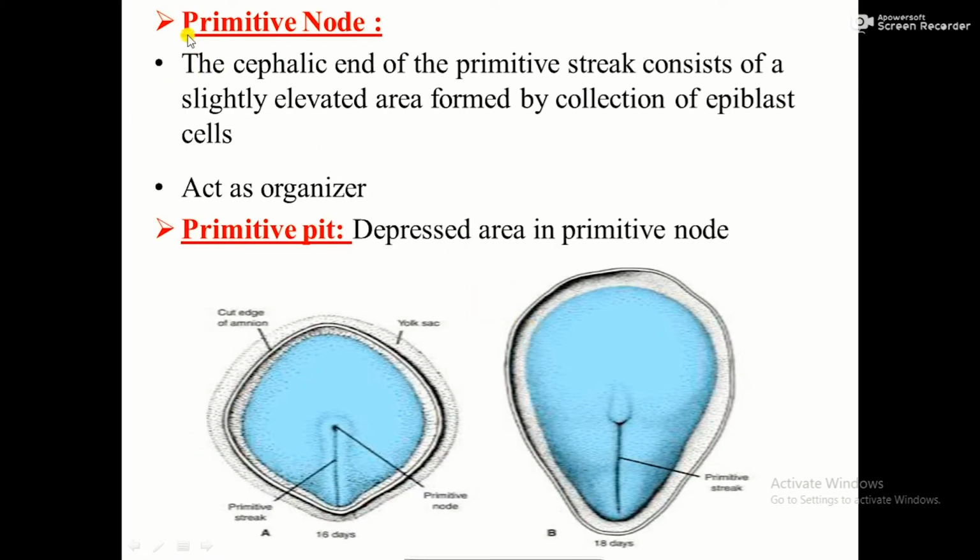So next, in the primitive streak, we have a structure we call the primitive node. This is the primitive node, at the cephalic end of the primitive streak, containing a slightly elevated area. Since there is elevation, there is a collection of cells, an aggregation of cells. Which kind of cells? Epiblast cells.